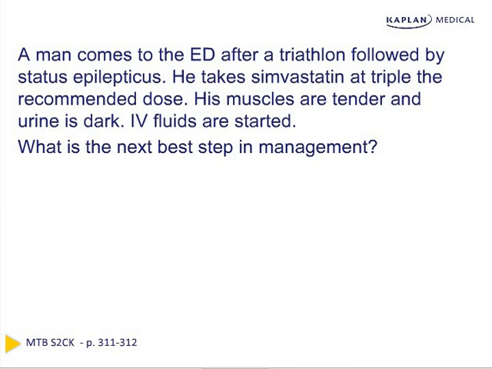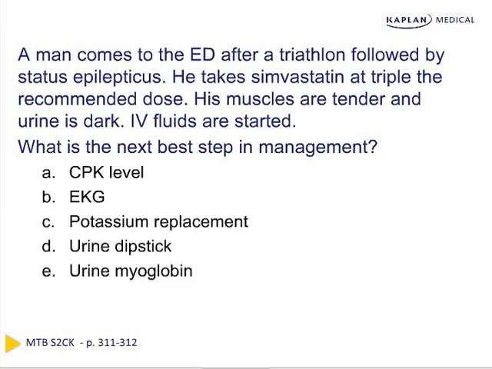So if this question came up on my screen during Step 2, I would key in on the actual question first. What is the next best step? The actual clinical vignette here gives you every keyword for rhabdomyolysis under the sun, so you don't want to get caught up in which of these risk factors is actually causing his rhabdo. What are our answer choices? The answer choices here are CPK level, EKG, potassium replacement, urine dipstick, and urine myoglobin.